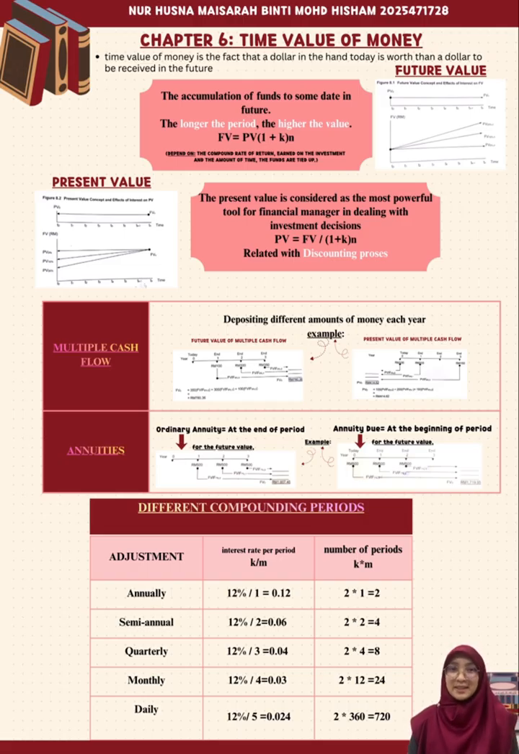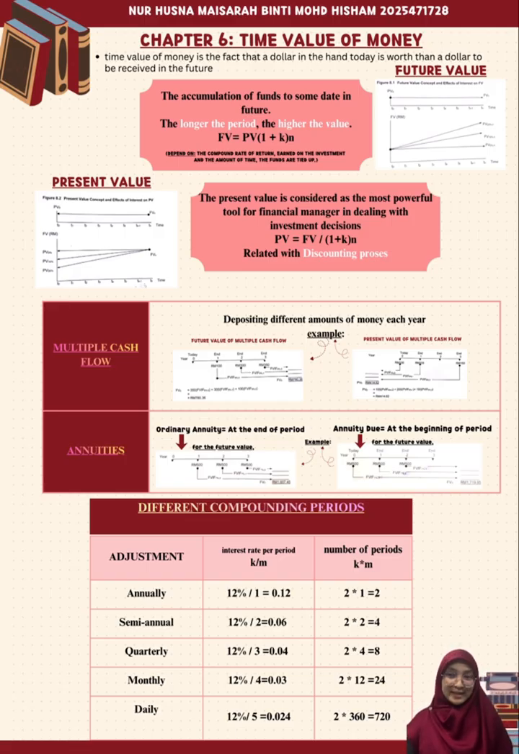So next is multiple cash flow. This happens when we save different amounts of money each year. It is to keep track of multiple payments involved. For example, for the future value of multiple cash flow, let's say you plan to deposit some money in the savings account and there is 6% interest over the 3 years. So first, you will deposit 100 ringgit at the end of year 1, 300 ringgit at the end of year 2, and 350 ringgit at the end of year 3. As you can see, there is no interest received for the amount deposited in year 3.